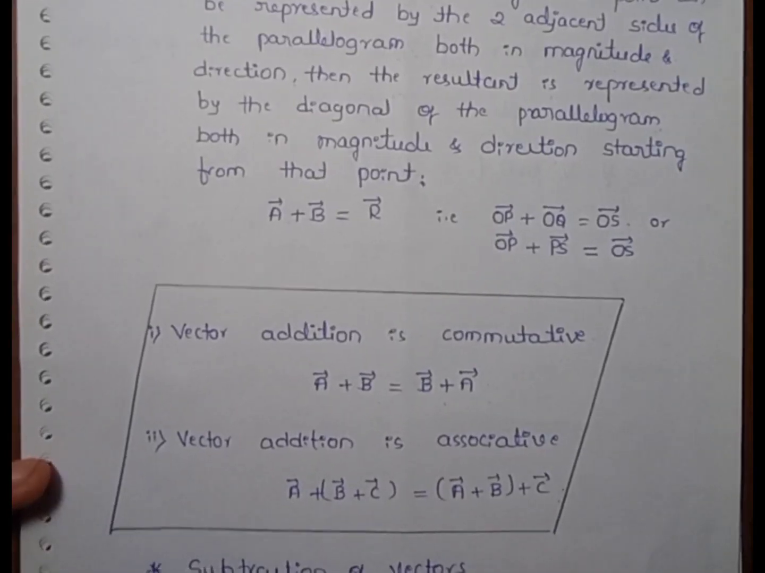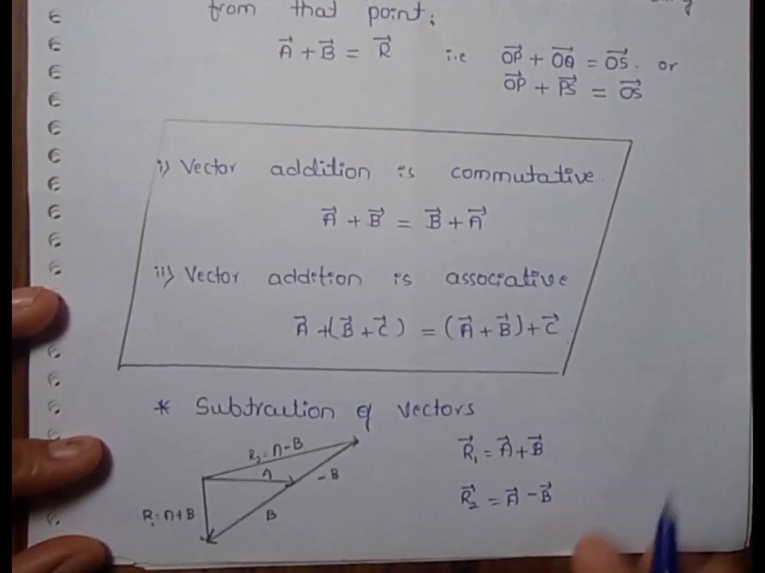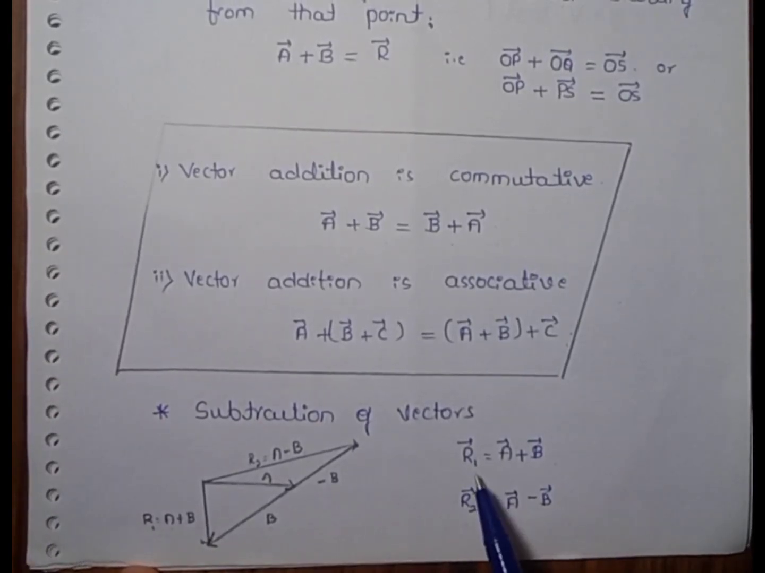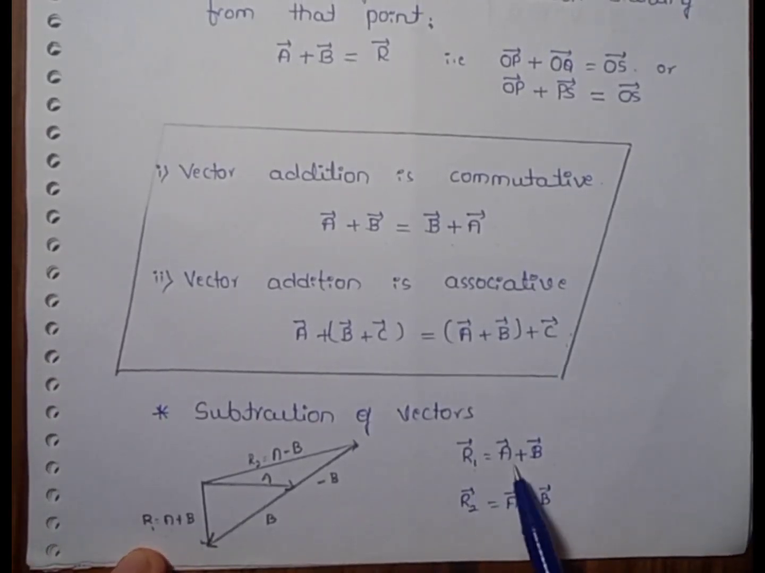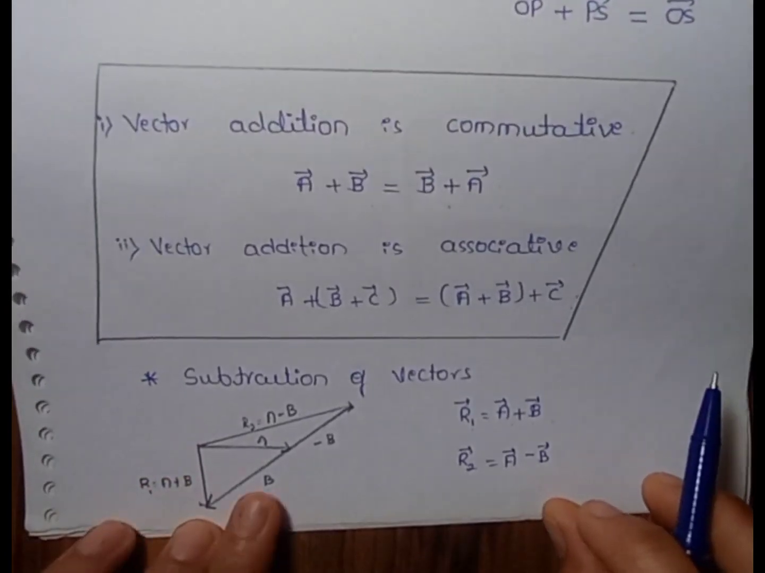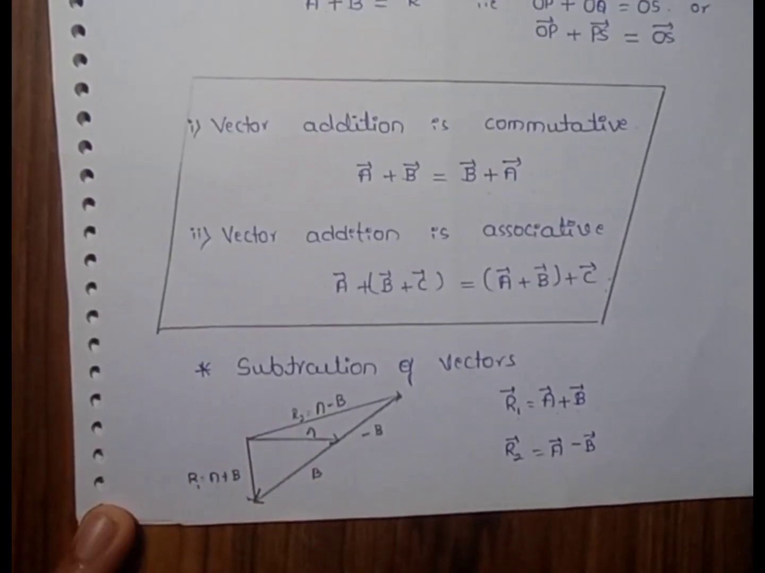And we also know the concept of subtraction of vectors. If we consider two vectors, vector A and vector B, addition of the two vectors gives R1 equal to vector A plus vector B. Subtraction of vectors gives R2 equal to vector A minus vector B. This is the subtraction of vectors.